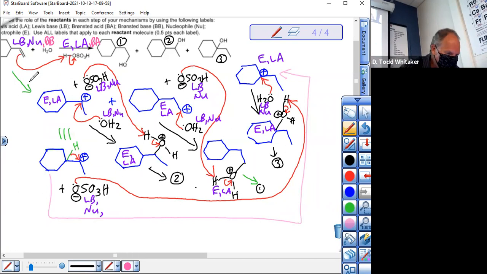Don't do it for water. It's not attacking an H, is it? Don't be adding BBs and BAs here. This is a rearrangement. You need two molecules reacting, but this is picking up a proton way over there, and this is providing the proton. This is providing a proton. This is picking up a proton.